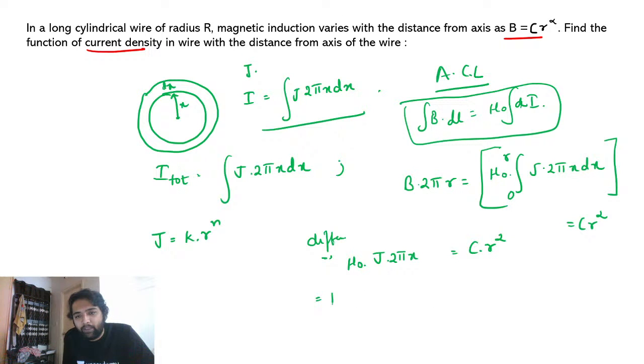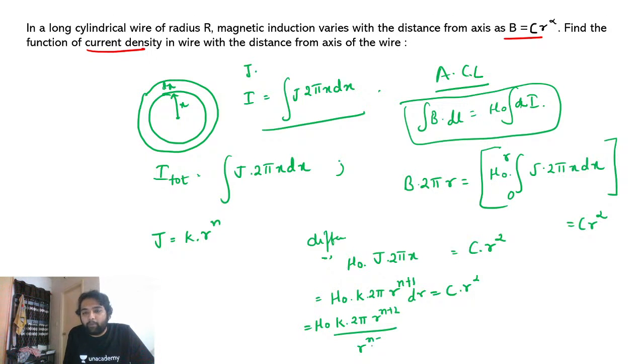So we will apply this. We will get mu naught into k into 2 pi r power n plus 1 is equal to c r power alpha into dr. It's done, a nice solution has come. Mu naught into k into 2 pi, integration of r power n plus 1 dr will be r power n plus 2 by n plus 2, is equal to c r power alpha.